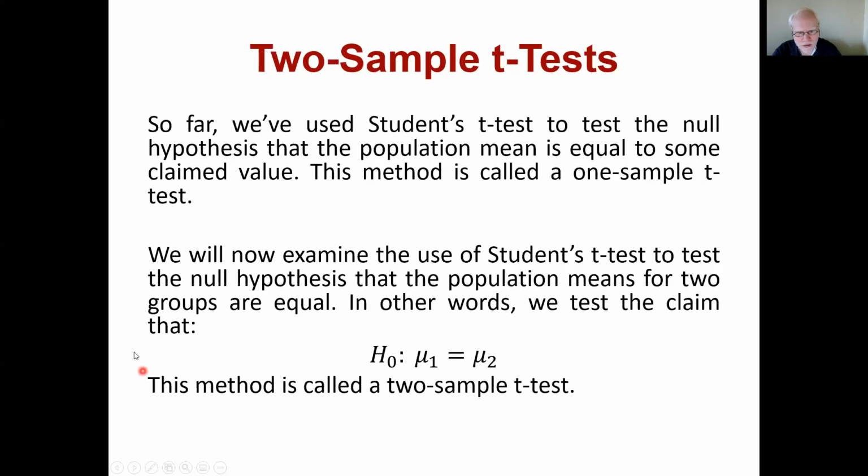But we're now going to examine the use of Student's t-test to test the null hypothesis that the population means for two groups are equal. In other words, we test the claim that the population mean from sample 1 is equal to the population mean from sample 2. This is called a two-sample t-test.